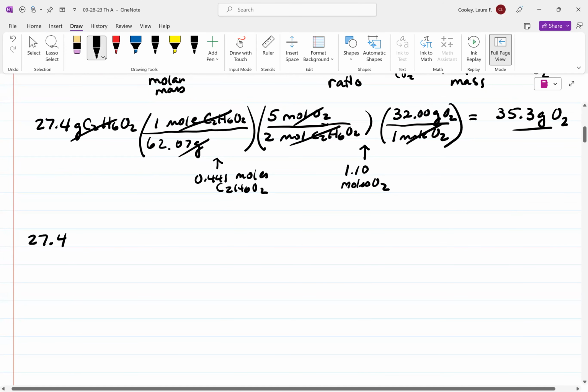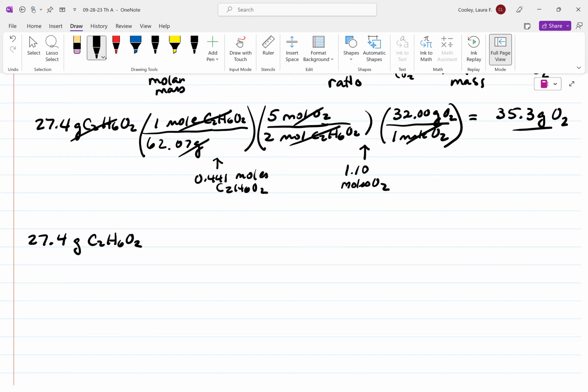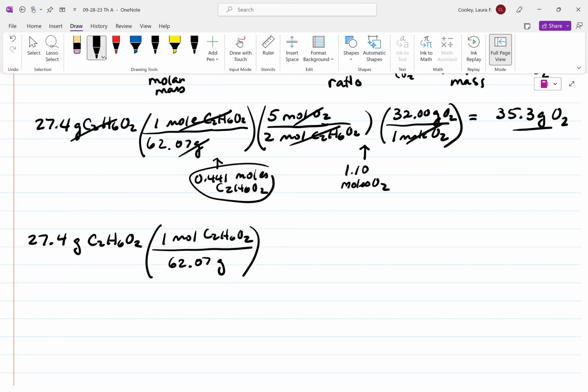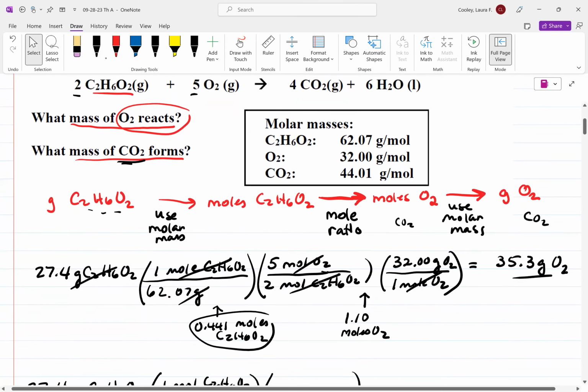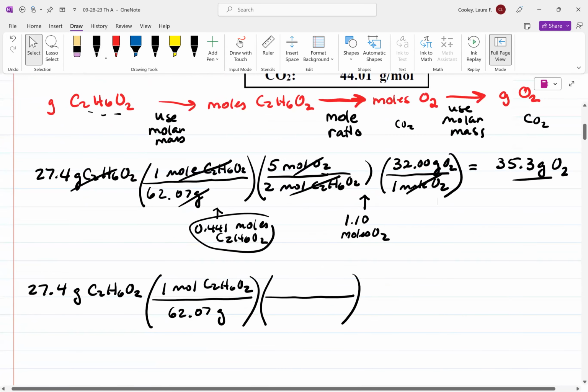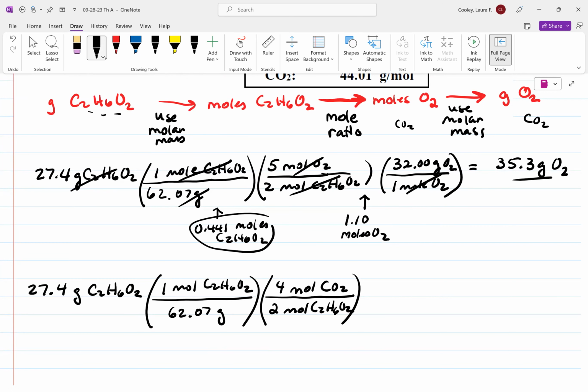Okay, now let's do the other one. We start the same way. In fact, I do exactly the same thing at first. I could even use this number and start there. So now I have a different mole ratio, right? I have to look at the CO2 and there's a 4. So it's 4 moles of CO2 per 2 moles of C2H6O2. I've already gotten rid of grams of C2H6O2. Now I'm going to get rid of moles. If I do my calculation here, I will have 0.882 moles of CO2, but I don't want to stop there. I'm going to convert it to grams.